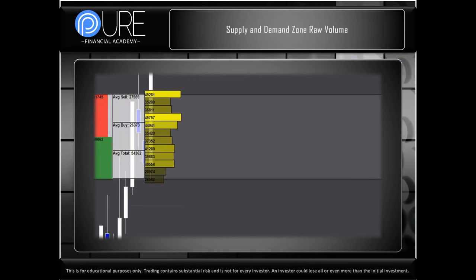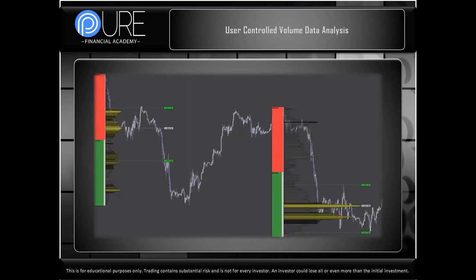All right, so we have a lot of things, and this is one of the things that I love. We do show the raw order flow at the levels. We show buy to sell ratios. We show the averages of all zones in comparison to this one. So boy, you can really get in depth with the order flow.